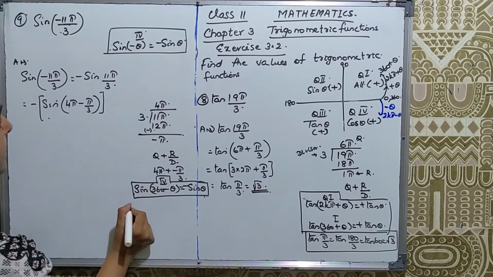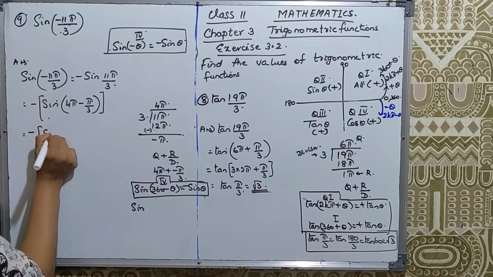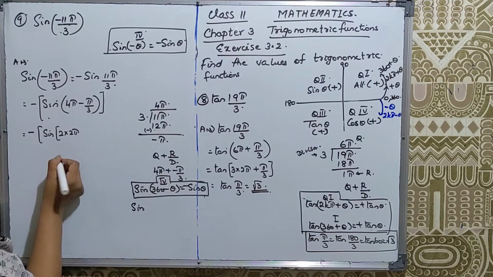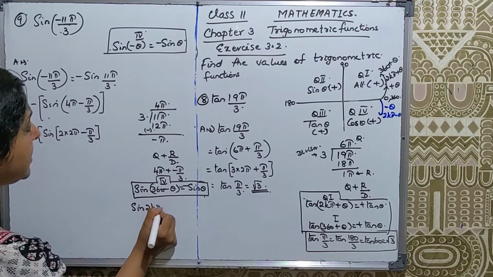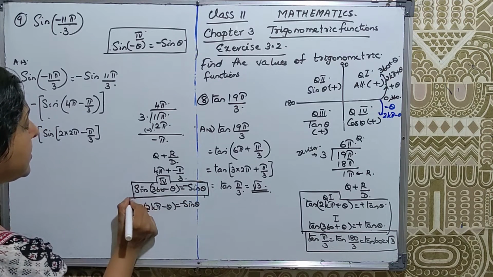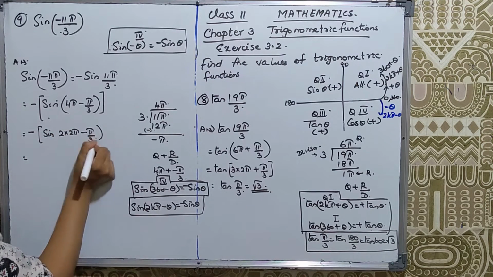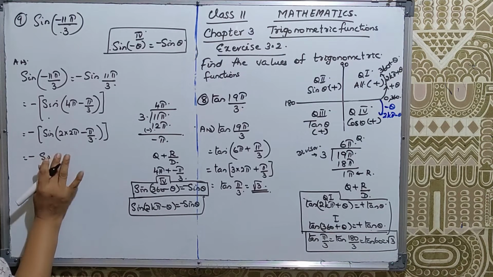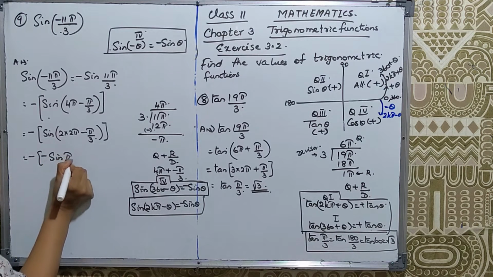Now this 4π means 2 into 2π, and 2 into 2π means 2 into 360. Any multiple of 360 minus theta, that is sin(2kπ − θ), equal to minus sin θ. So it will be equal to minus sin, one minus is already there, minus sin π/3.